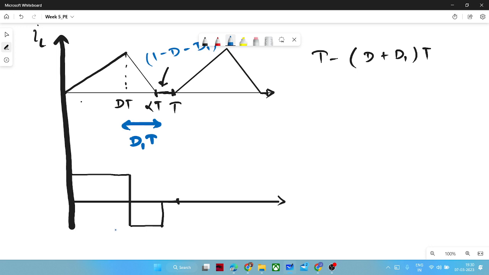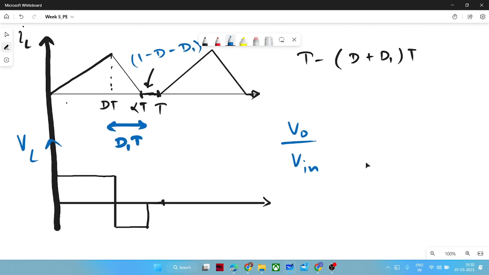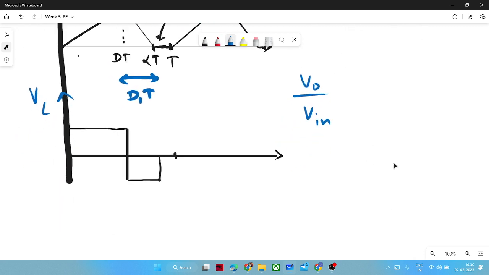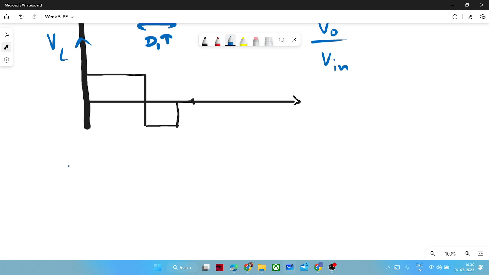Now again, if you want to compute your output voltage and input voltage ratio, the gain value V naught by V in, you have to apply the volt-second balance. Volt-second balance is nothing but the average value of inductor voltage is zero.